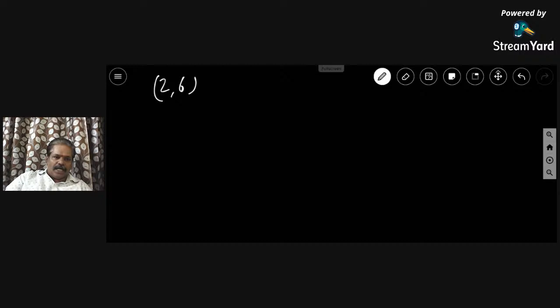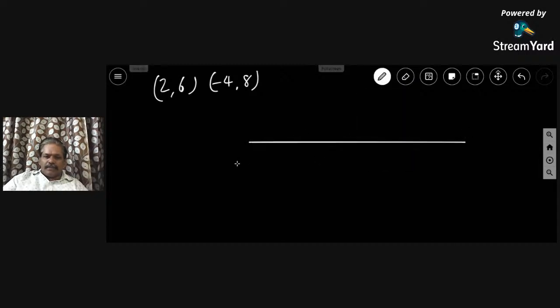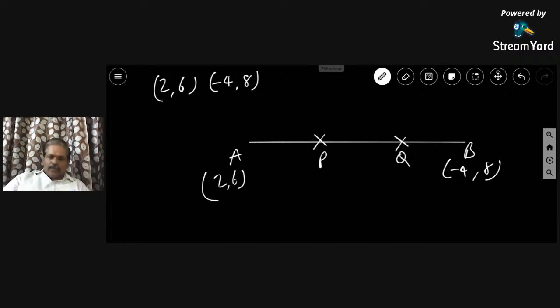Now moving to: find the trisection points of the line joining (2, 6) and (minus 4, 8). Trisection means the given line segment, with points A (2, 6) and B (minus 4, 8), is divided into 3 parts, say with points P and Q. So this is equally divided into 3 pieces.